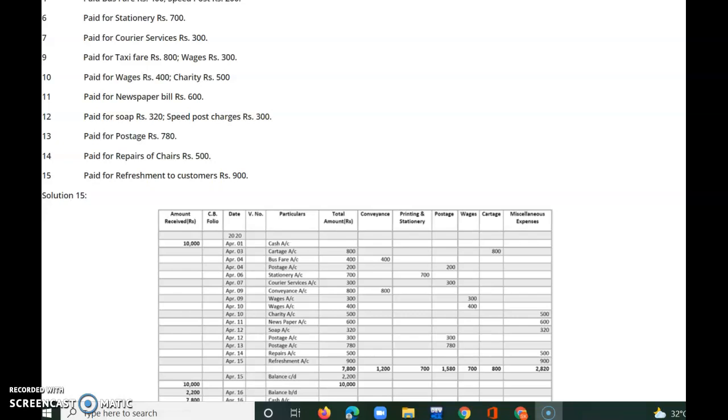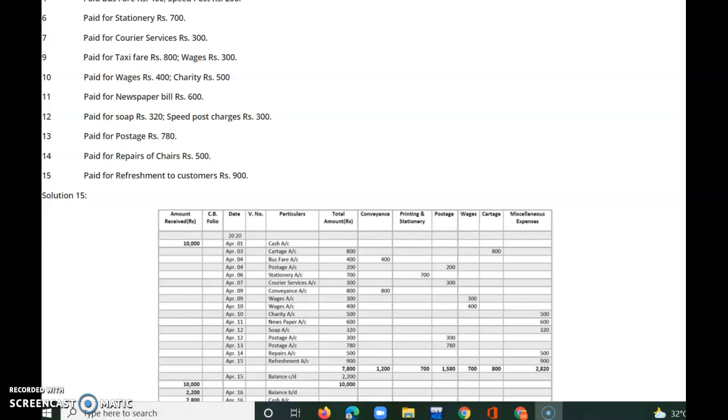Then paid for wages 400, charity 500. For wages 400 we had written here. We had also simultaneously written 400 here. Then for charity rupees 500. We do not have an independent column for charity. You may have. It is not a condition that you may not have it. But charity is to be regarded as a miscellaneous item, sundry expenses, so we had written here in the column of miscellaneous expenses 500. So 500 is also to be written in the total amount column as part of the charity expenses, charity account.